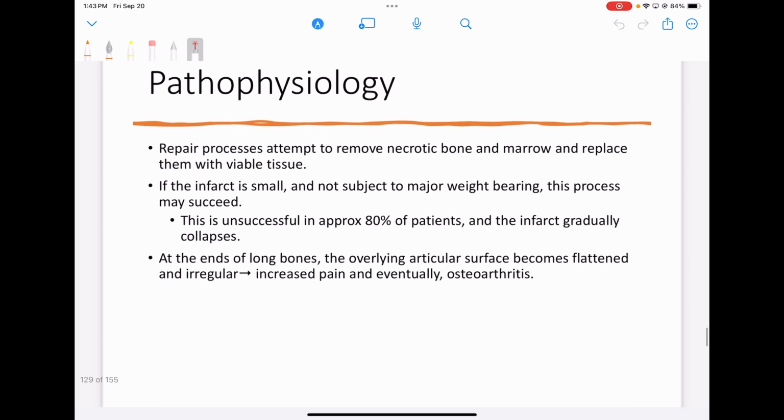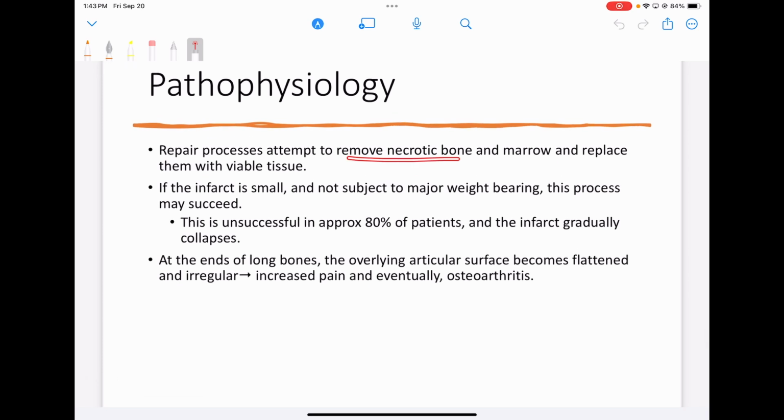So the repair process, we have to try and remove that necrotic bone and replace it with viable tissues. We have to do some removal. If the infarct is very small and there's not much weight bearing, then the process usually goes and we're okay. But it is unsuccessful in about 80% of patients, and the infarct gradually collapses and the bone breaks. At the end of the long bones, the overlying articular surface becomes flattened and irregular, increased pain, and eventually osteoarthritis. The bones are getting weaker.